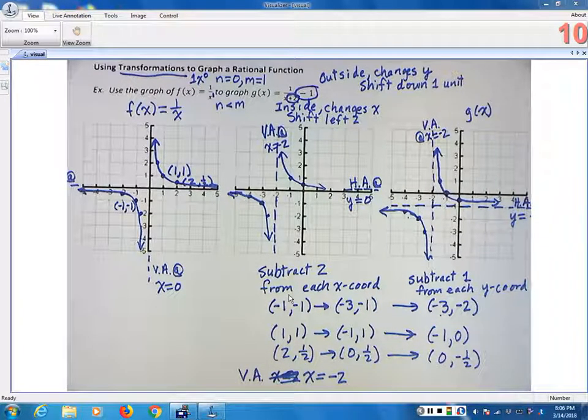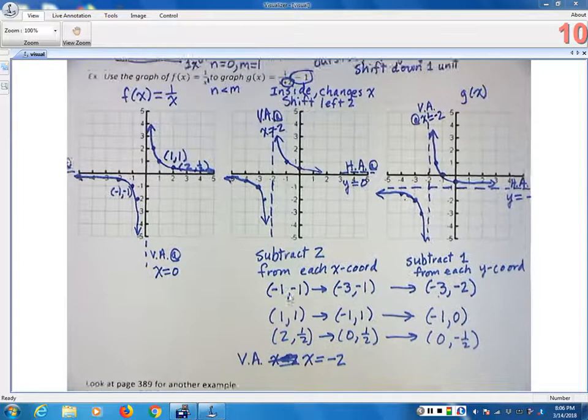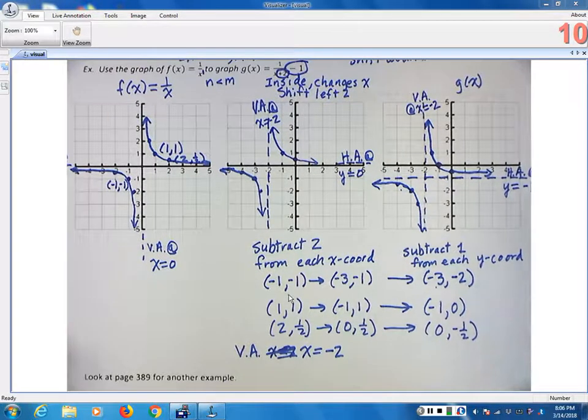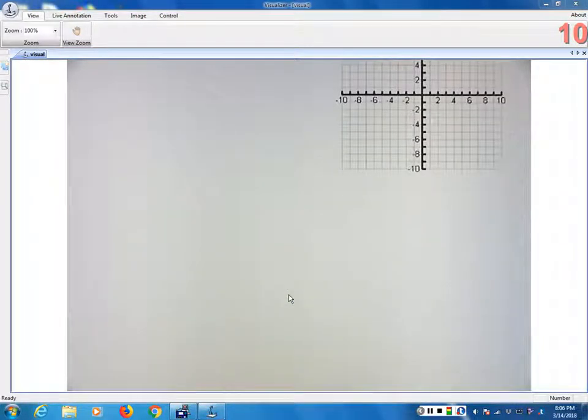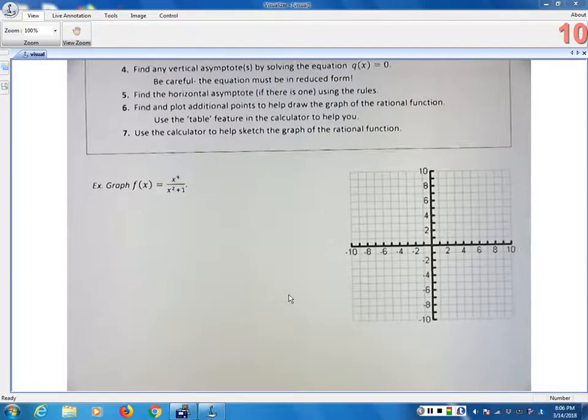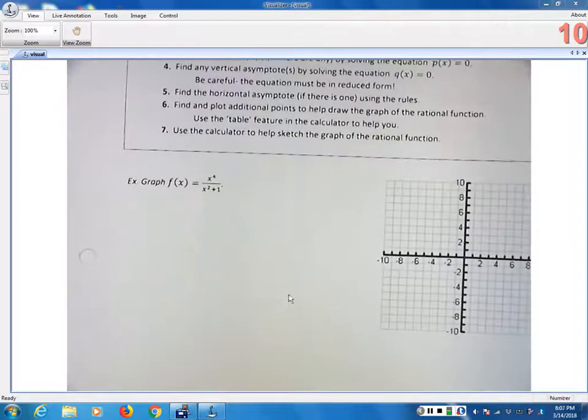Okay, any questions? We've been doing transformations all semester, so it's important. But that's the transformation. All right, we have 2 more pages. Now we're going to put it all together and graph these things. So the 2 pages are 2 big examples of graphing. That's what we got, right?